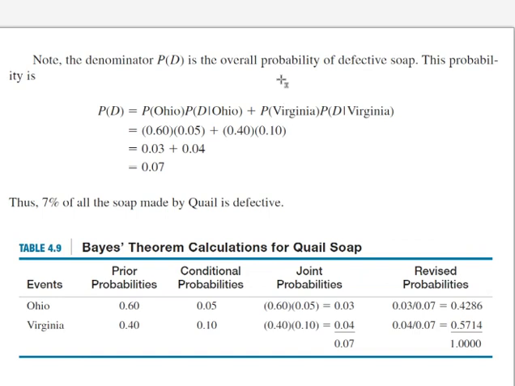Note the denominator, P of D, is the overall probability of the defective soap. This probability is 0.07 or 7%. The 7% of all the soap made is defective.